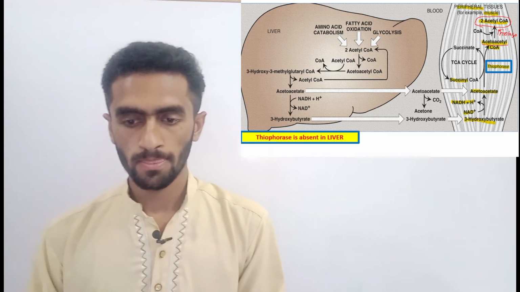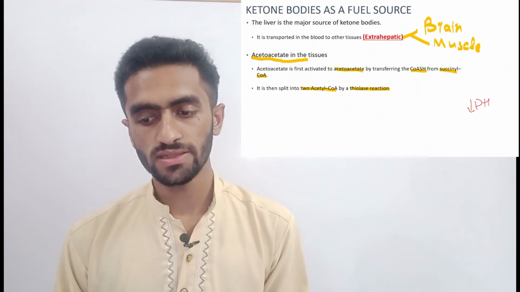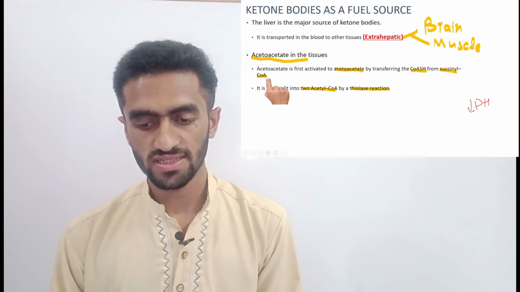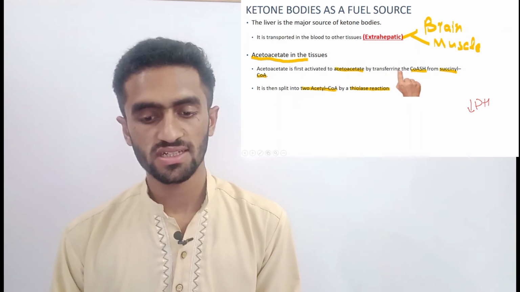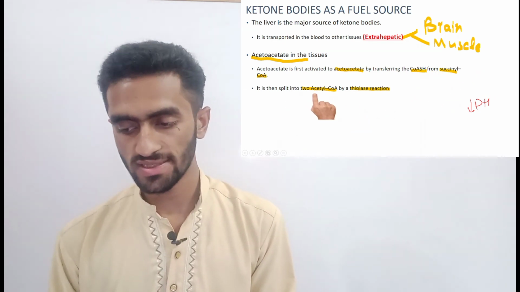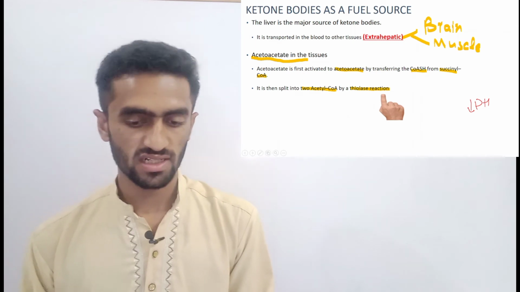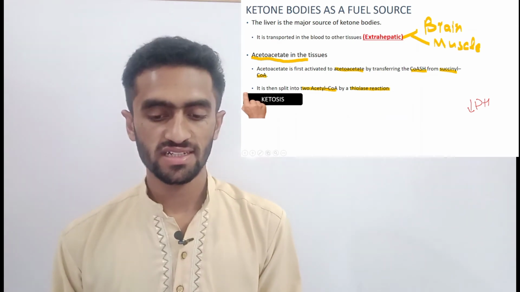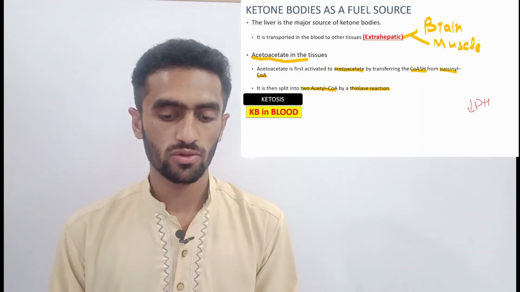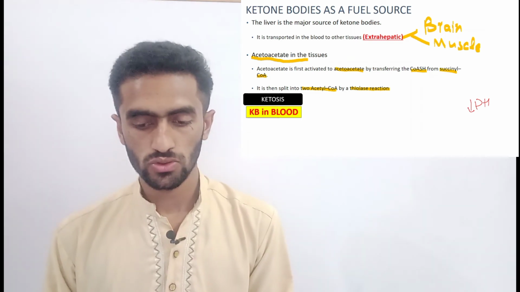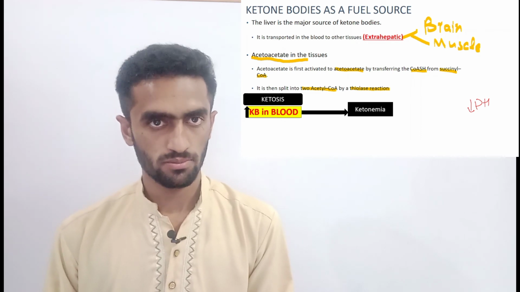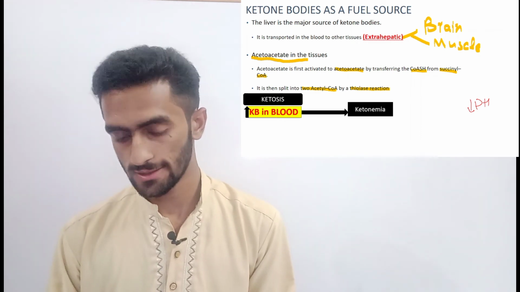Ketone bodies are fuel for extrahepatic tissue, brain and muscle. The acetoacetate is first activated by transferring CoA from succinyl CoA. Then it is split into 2 acetyl CoA by the thiolase reaction. The very important concept regarding the pathological condition is ketosis, meaning ketone body levels increase in blood, which leads to ketonemia. Ketone bodies being high in blood will lead to acidosis.